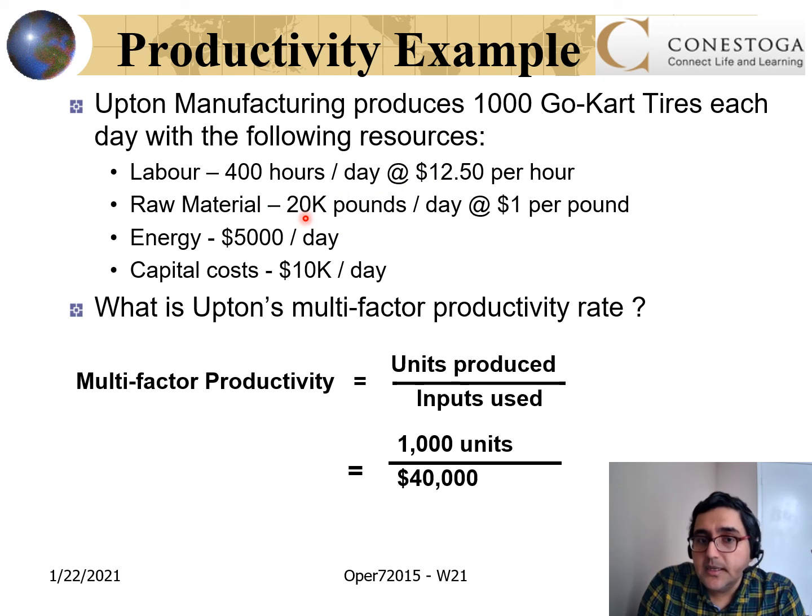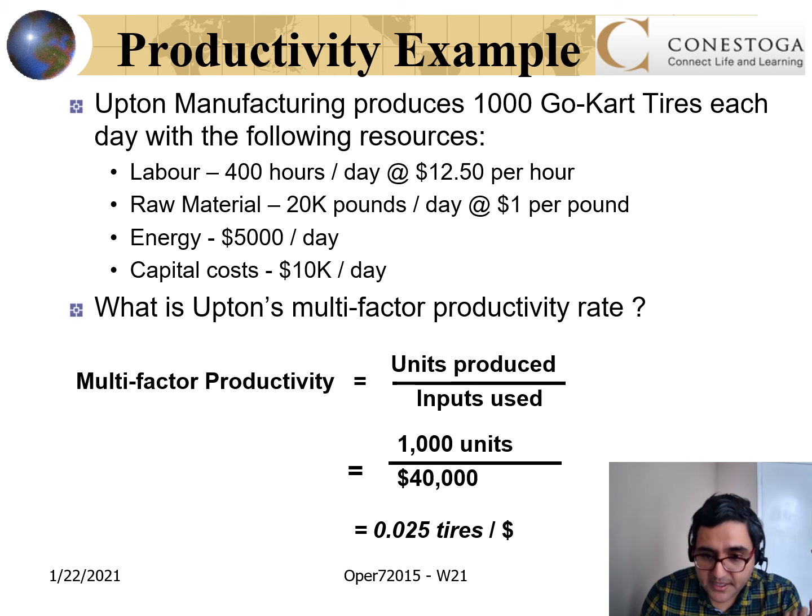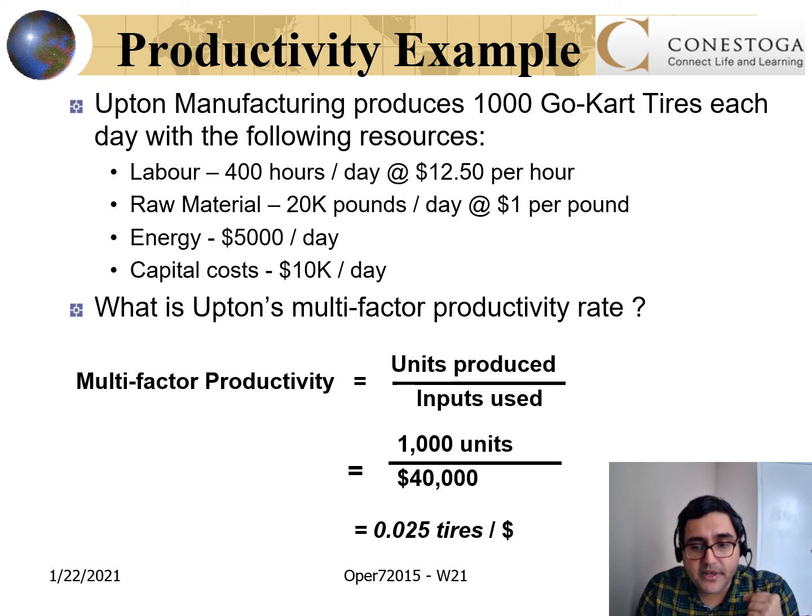Now 20,000 pounds per day, right? So 20,000 into 1 is 20,000, 5,000 plus 10,000 is 15,000, plus 20,000 is 35,000, and another 5,000 comes from the labor. So I take this ratio, I get how many tires am I making for each dollar that I am spending. So this is how I can calculate my multi-factor productivity. So single factor productivity and multi-factor productivity. Multi-factor is also not very complicated to calculate. So this gives an indication that for every dollar I spend, how many tires I'm making.